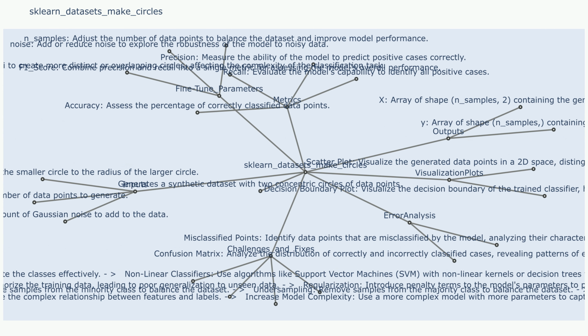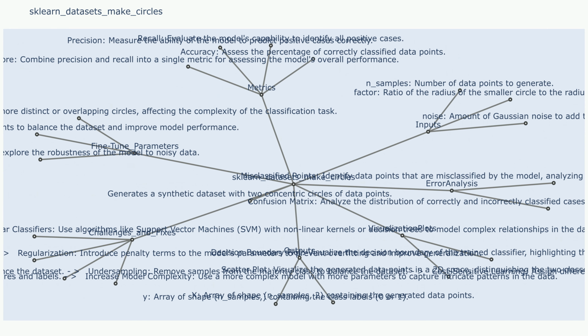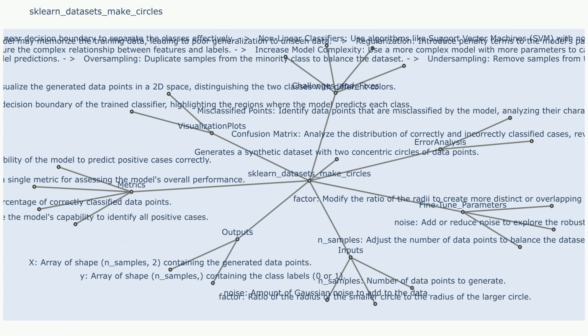A smaller factor value results in tighter circles, making the classification task more challenging. Outputs: X, a NumPy array of shape (n_samples, 2) containing the coordinates of the generated points. Each row represents a data point with two features, x coordinate and y coordinate. Y, a NumPy array of shape (n_samples,) containing the class labels for each point. Labels are either 0 for the points on the outer circle or 1 for the points on the inner circle.